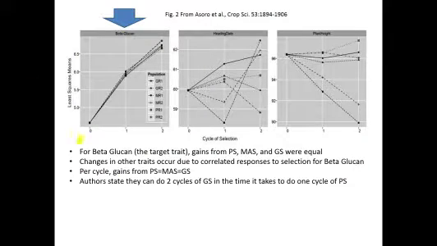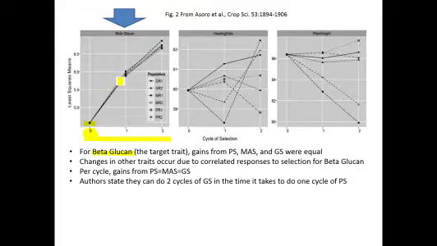And let's look at the results. And again, this selection was looking at beta-glucan, and that's what's shown in this graph over here. So let's focus on that one. Cycle 0 is just your training population, and there is the average beta-glucan of those 446 lines.